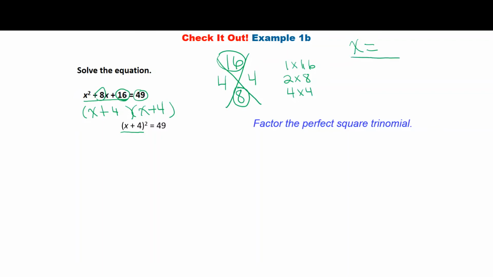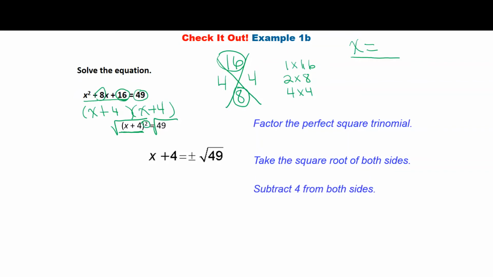Remember, I wanted to say x equals, and right now I have my x plus 4 and it's squared, so we need to deal with that little square there. And the way we do that is we're going to take the square root of both sides. So x plus 4, now I've gotten rid of my little square, equals plus or minus square root of 49. And now we're doing a lot easier, so let's go ahead and subtract our 4 from both sides, minus 4, and put a minus 4 over here. All right, so we end up with x equals negative 4 plus or minus square root of 49.